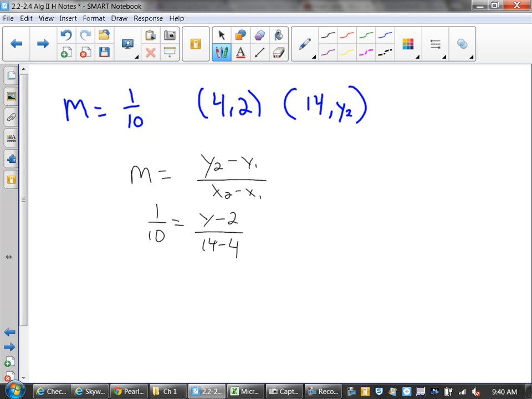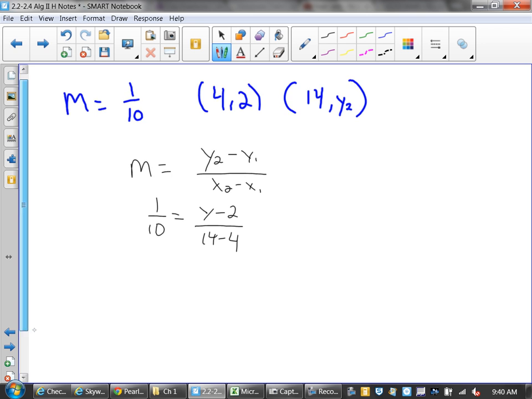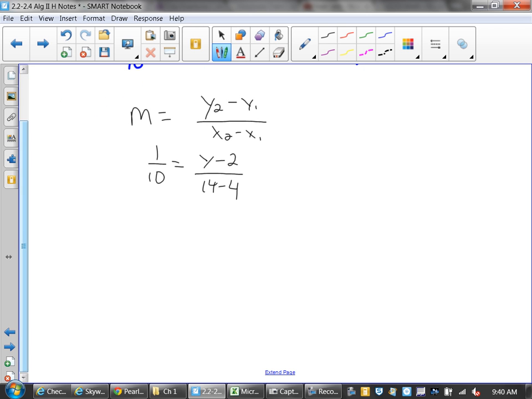Yes, sir. I was gonna answer it. What do you got? Y2 equals 3. Good. In this case, there's a couple of really easy things you can do. We all see that 14 minus 4 equals what? 10. So in this instance, it's a very simple setup. That means 10 equals 10, and y minus 2 has to equal 1. So that means y has to equal 3.